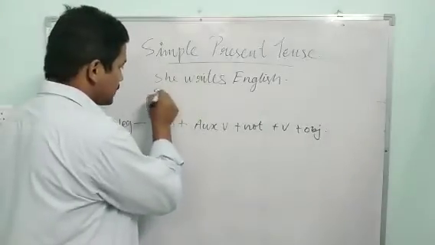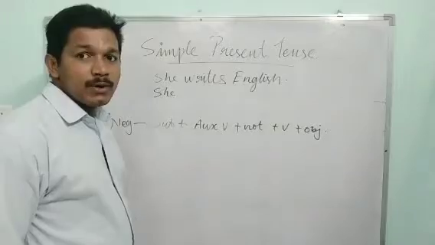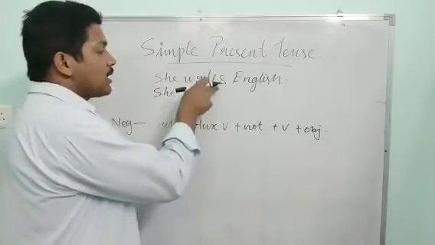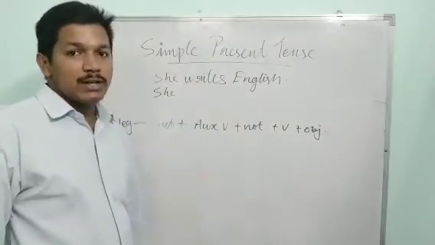Subject we can take as it is, like she. Auxiliary verb we have to take. Is there any auxiliary verb in this one? There is no auxiliary verb given directly there. But there is an auxiliary verb hidden in this one: writes. So in this there is an auxiliary verb.